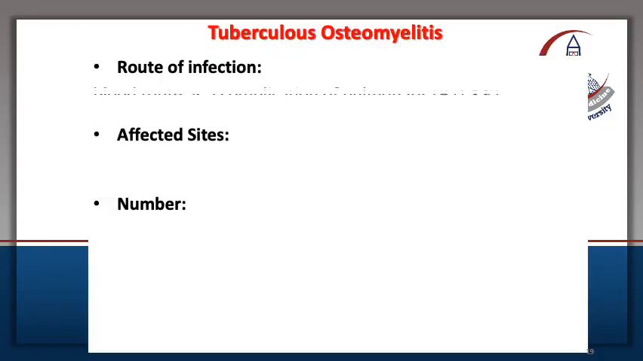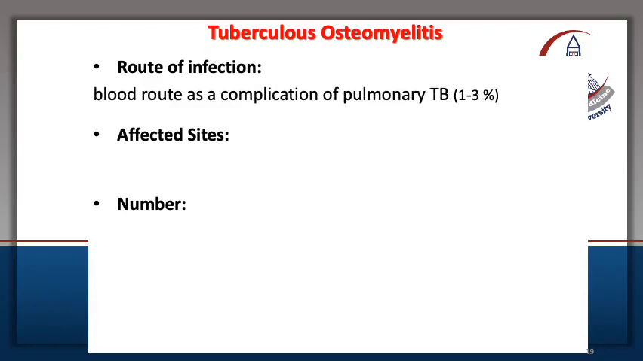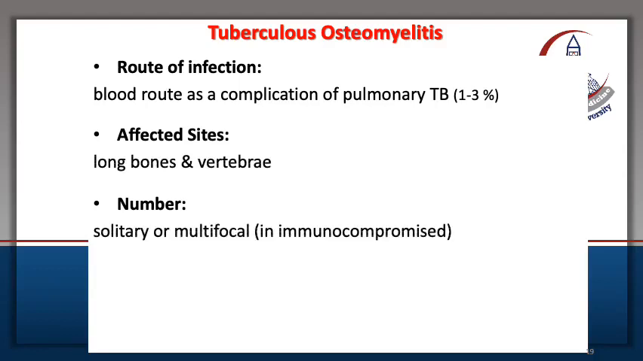Tuberculous osteomyelitis is always secondary to tuberculosis. The infection spreads from pulmonary TB via bloodstream to the bone. Usually the long bones or vertebrae are affected. Usually it is solitary but may be multifocal in immune-compromised patients.